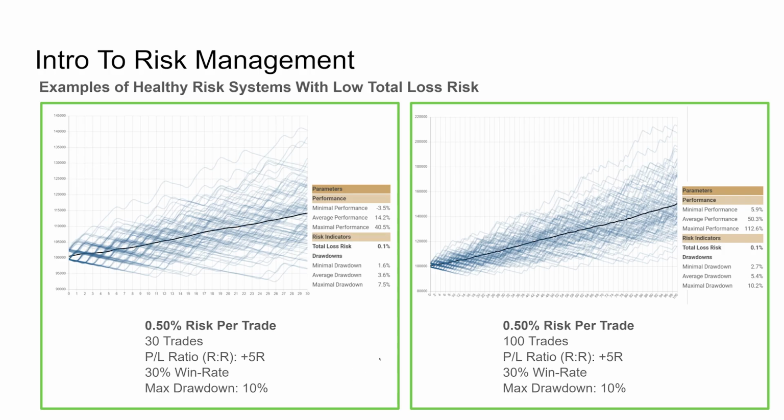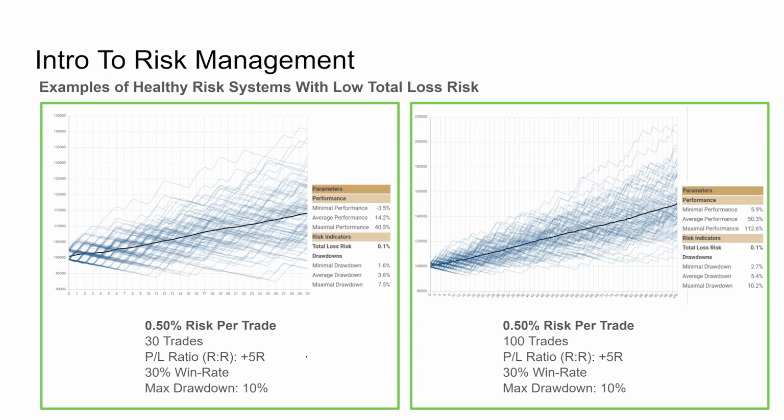Now, if we contrast this with a couple of healthy risk management systems where we're risking 0.5% per trade, same parameters and everything: 30 trades, 5R P&L ratio, 30% win rate. This is actually kind of similar to mine, except I have a lower win rate of 25%. Look at the total loss risk, 0.1%. So this is pretty good. This is one that I would want to aim for.